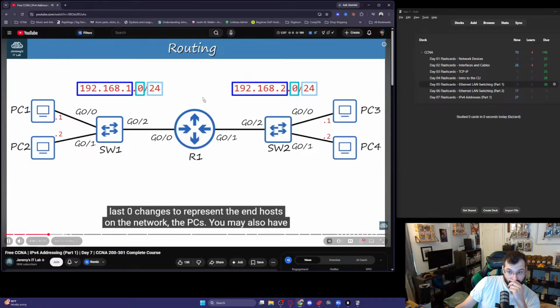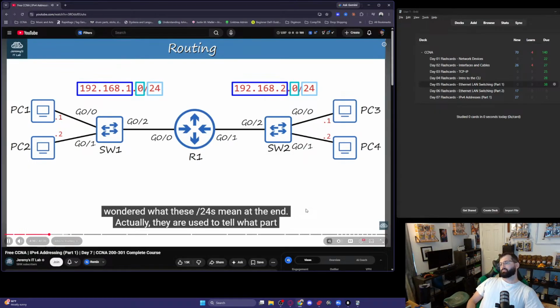PCs. And it's not only limited to these 3. It could be just this. I almost said hexadecimal. I can't remember what it's called. But these numbers, or this one, or it could be this one. Okay, it could be all 3, just 2, or just 1. I cannot remember for the life of me what this is called. Octet. Nailed it. Also have wondered what these /24s mean at the end.